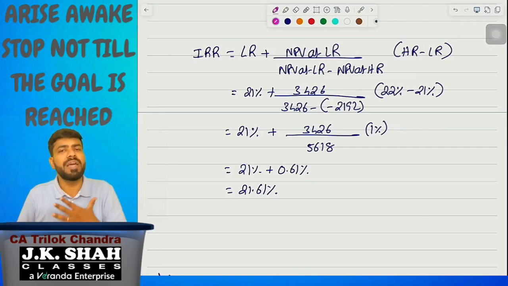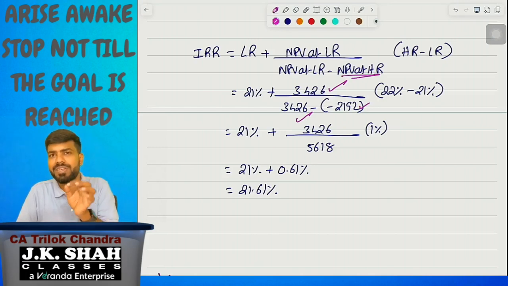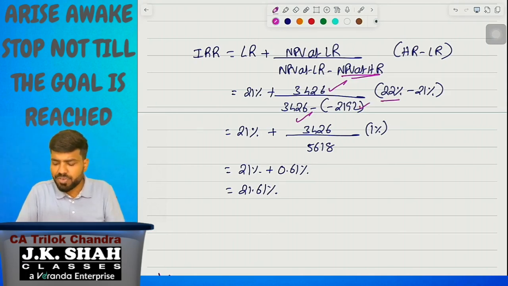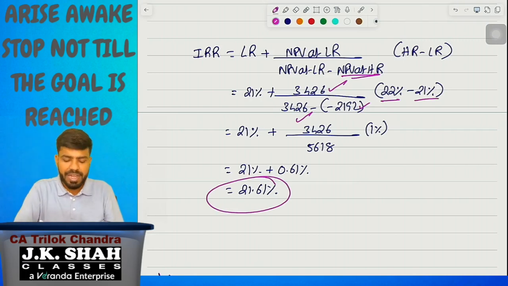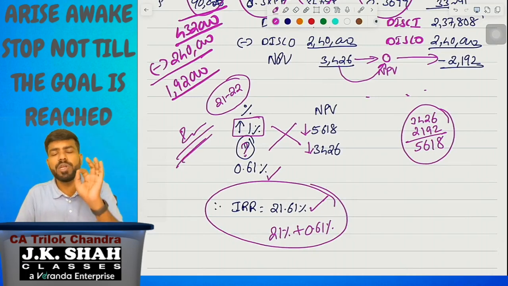In our example, lower rate is 21%, higher rate is 22%. So 21% plus NPV at lower rate 3,426, divided by 3,426 minus the NPV at the higher rate, which is negative 2,192, into higher rate 22% minus lower rate 21%. If you solve this, again you will get 21.61%. Either you can go by the formula approach or by interpolation. That's up to you. You will get the IRR of 21.61%.